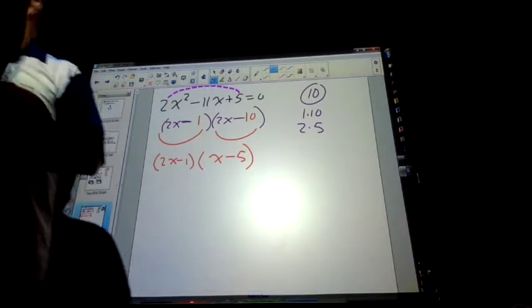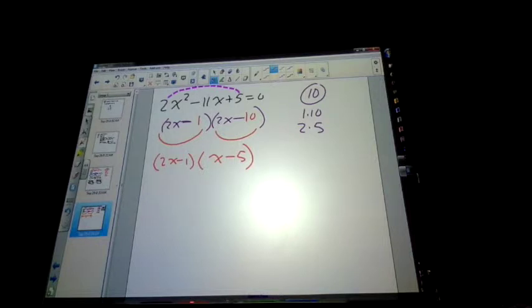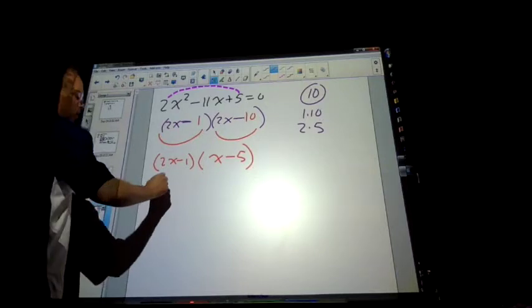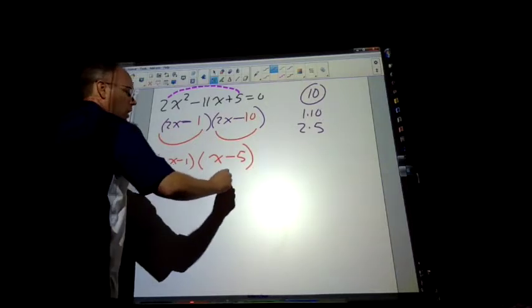We're not quite done with the problem yet. How do I know? It's not equal to y, so we can't stop yet. But we have to solve it. It's equal to 0, so we want to solve each of these. So I'm going to take each binomial and set those equal to 0.